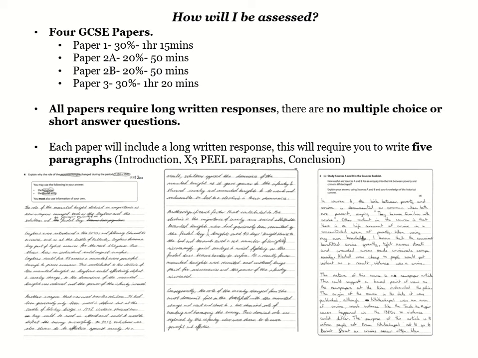So how will you be assessed in history? There are 4 papers for GCSE History. Paper 1 is worth 30%, Paper 2A and 2B, so Paper 2 is split into 2 different papers. They're both worth 20% and they're 50 minutes long. And then finally, Paper 3, the Weimar Nazi Germany paper, is 1 hour and 20 minutes and is worth 30%.